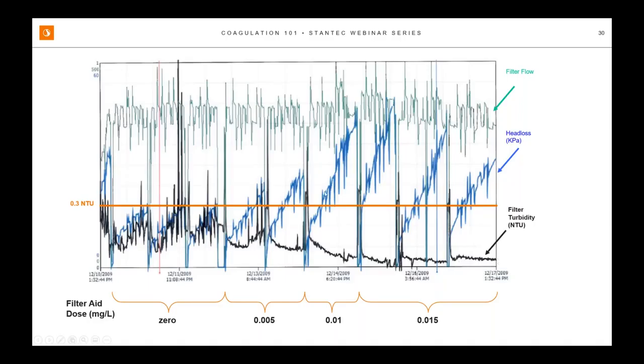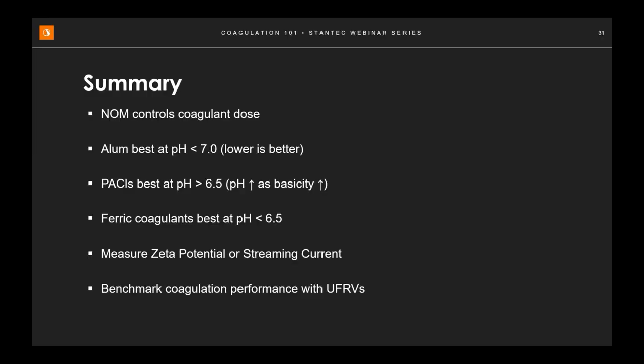And the only other thing you'll see is the head loss curve gets increasingly steep. So you're balancing low turbidity with head loss. If you overdose the filter aid, the head loss goes way up, and your filter runs get really short. And so there's a bit of balance, and unit filter run volume is the metric that you want to use for this analysis.